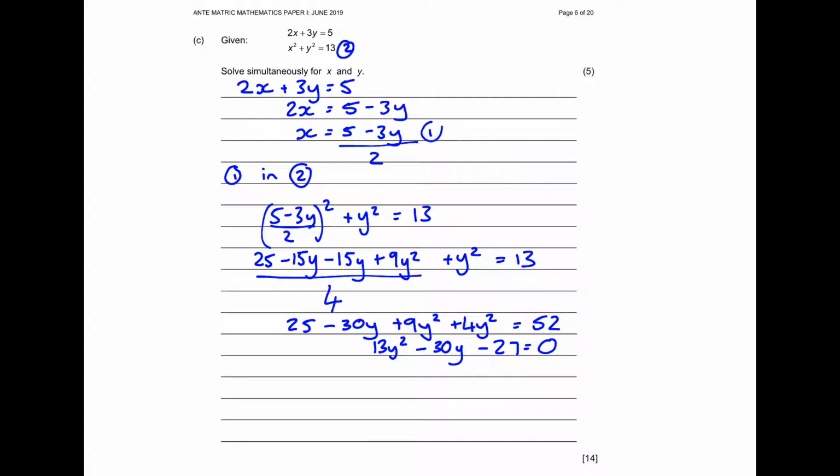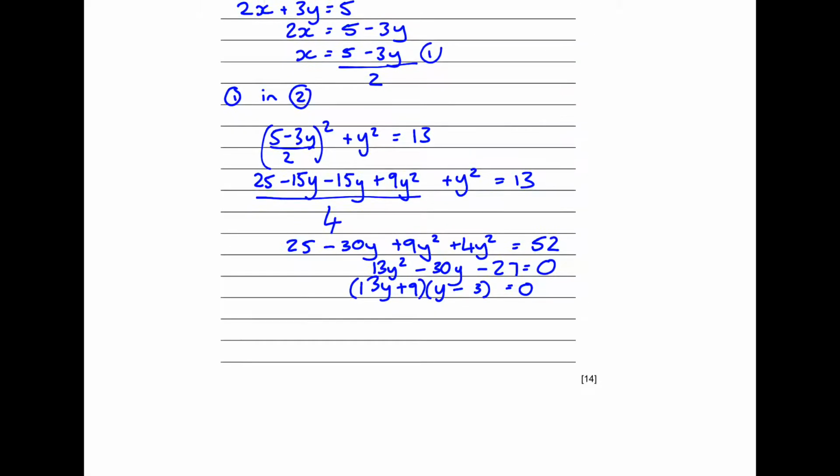Okay, you can factorize. So now we have 13y plus 9. You can use the quadratic formula here as well. And we have y minus 3. Okay, so there are our two solutions for y. y is equal to negative 9 over 13, or y is equal to 3.